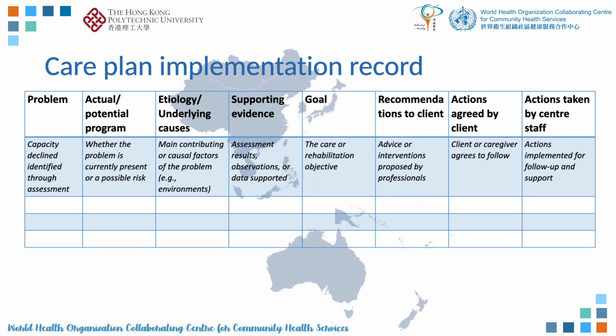or this problem is a potential risk, and to write down whether the problem is etiologic or underlying causes such as their environmental factors, and provide some supporting evidence such as the assessment results, observation, or data support, and to provide the goals for their rehabilitation, and also to provide the recommendation to the clients, and then to document whether the older adults or the caregiver agree or disagree to follow, and finally, to write down the actions implemented for the follow-up and support, which are taken by the center staff.